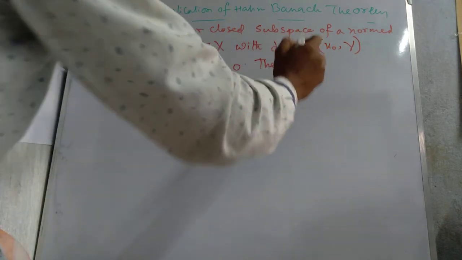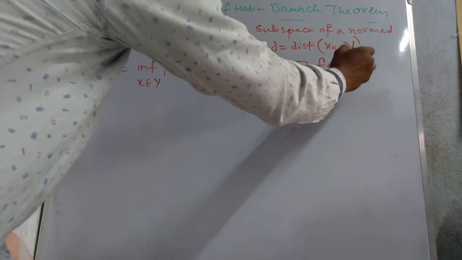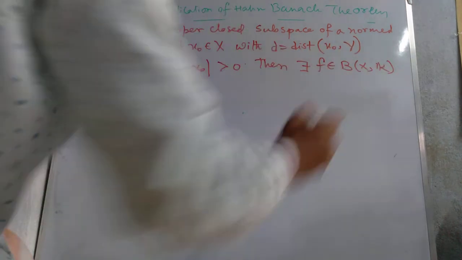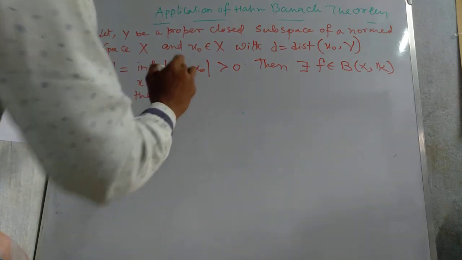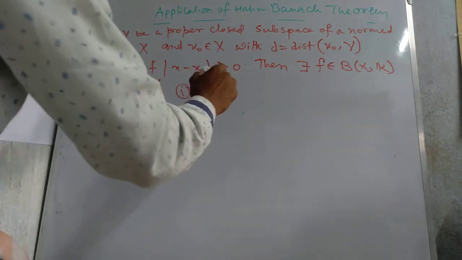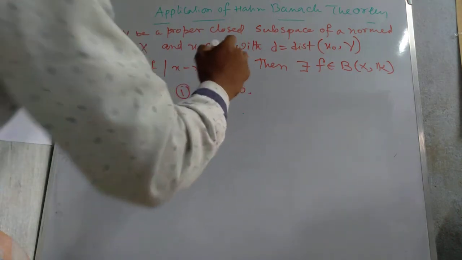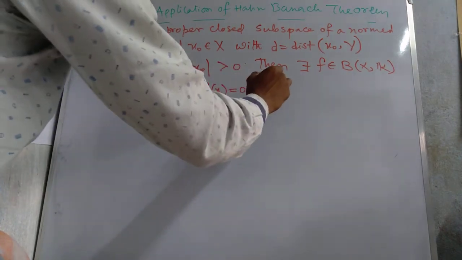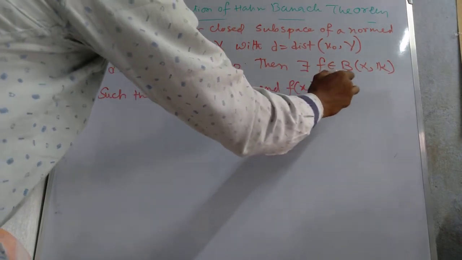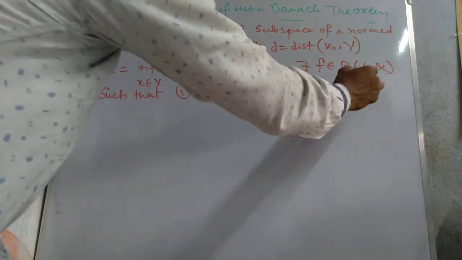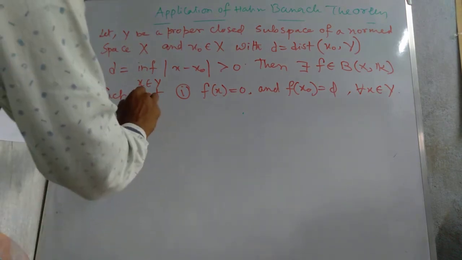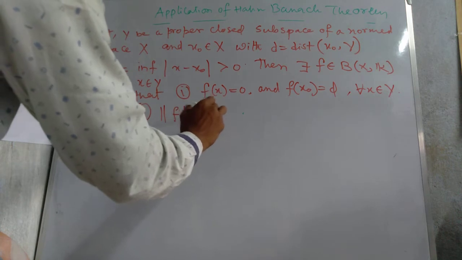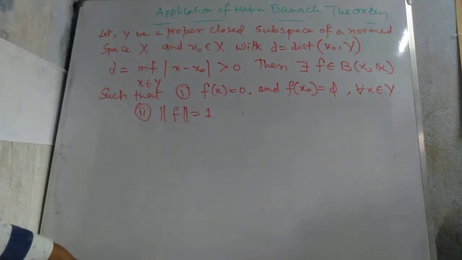Then what do we find? Then there exists f belonging to X* such that, first, f(x) equal to 0 for all x belongs to Y, and f(x0) equal to d. And number 2, the norm of f equal to 1. We have to prove that. We write this conclusion. Now we prove this formula.